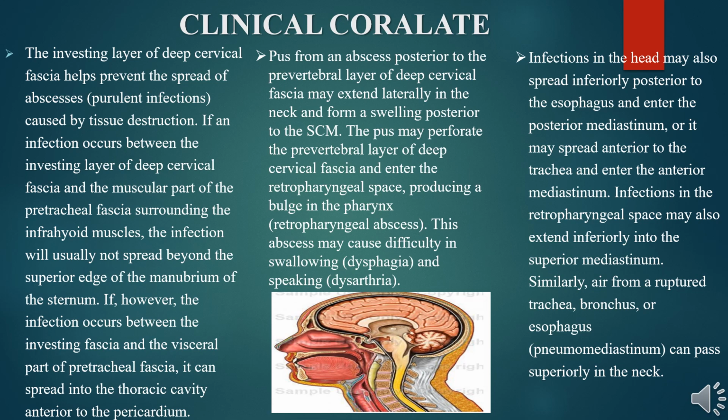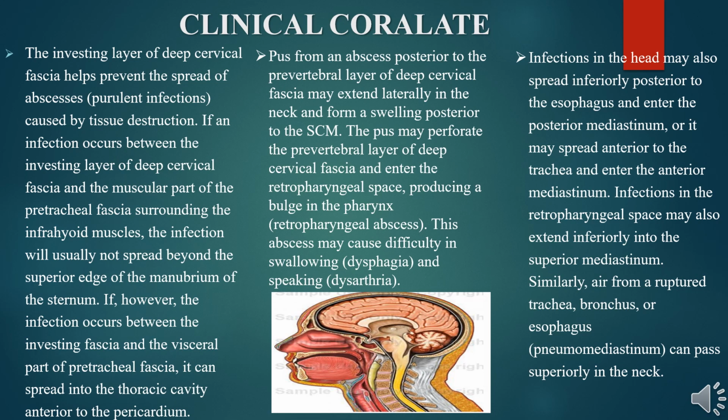And if the infection occurs between the investing fascia and the visceral part of the pre-tracheal fascia, which surrounds the viscera like trachea, esophagus, and thyroid, then it can spread into the thoracic cavity anterior to the pericardium.